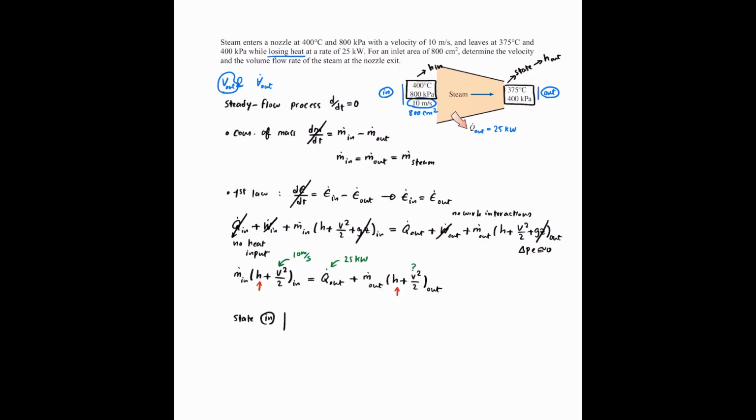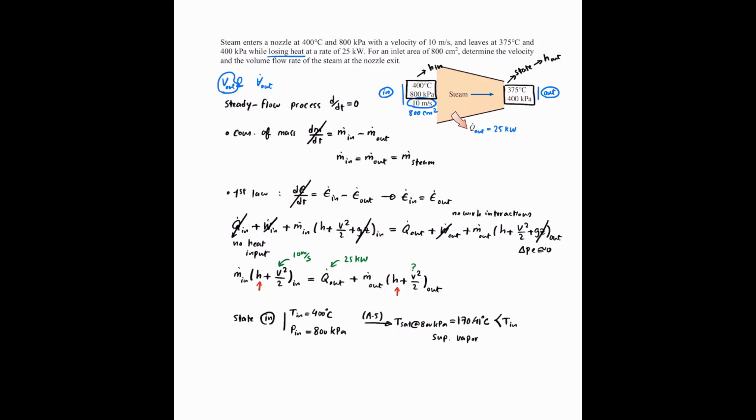Input to the nozzle. Temperature is given, 400 degrees C. Pressure is given, 800 kilopascal. So I'm going to go to table A5, the pressure table for saturated steam, because we know that saturated mixtures serve as the reference for us. At the given pressure, I'm going to read Tsat at 800 kilopascal. It is equal to 170.481 degrees C. I see that the given temperature T in is greater than Tsat, so the state is superheated vapor.